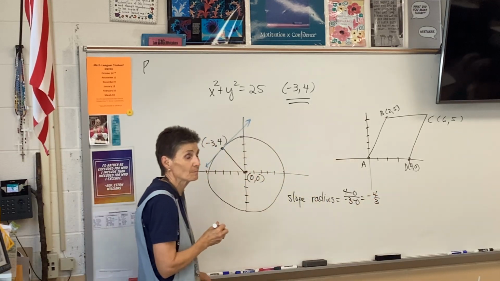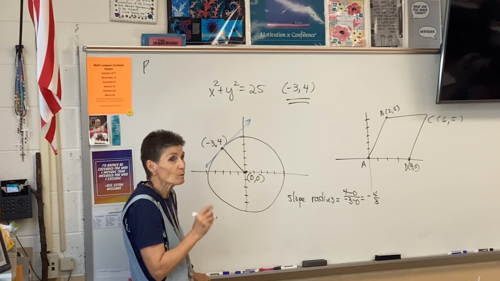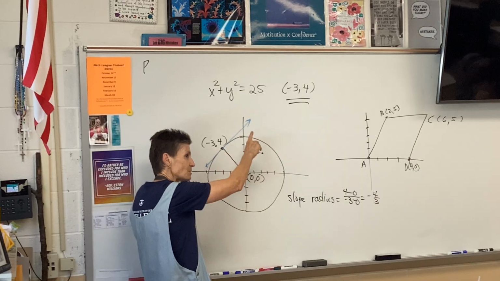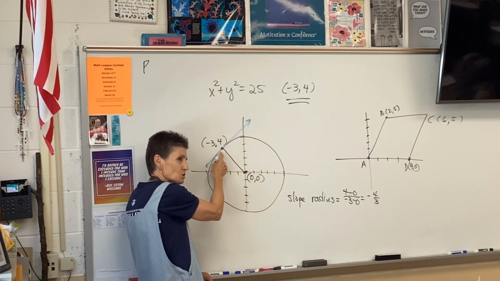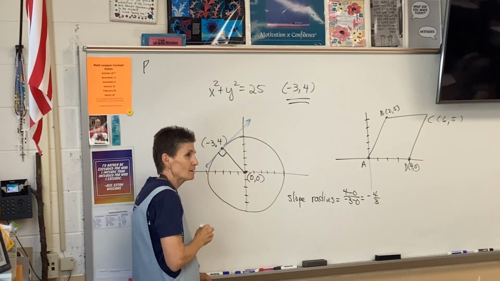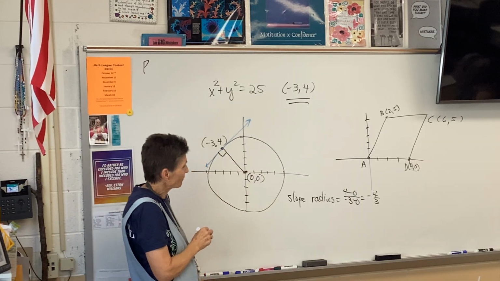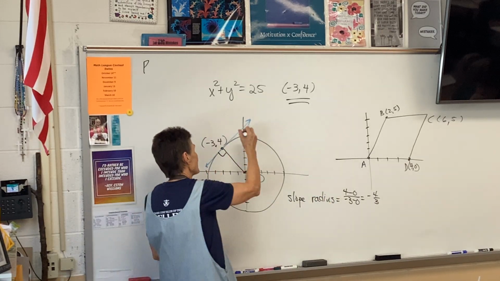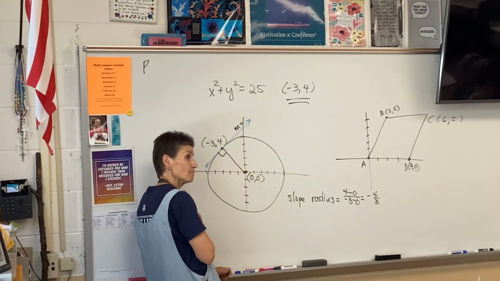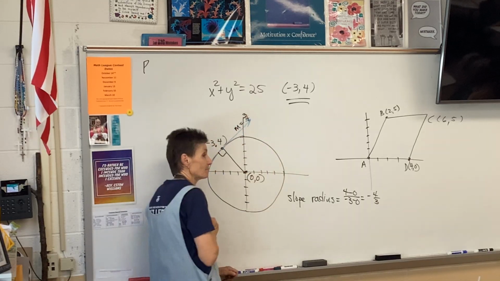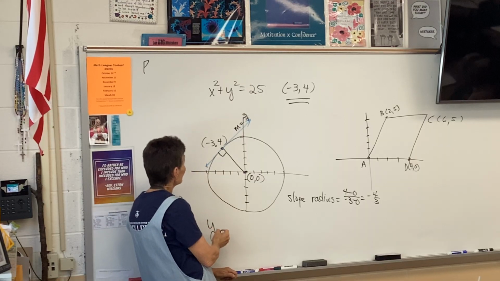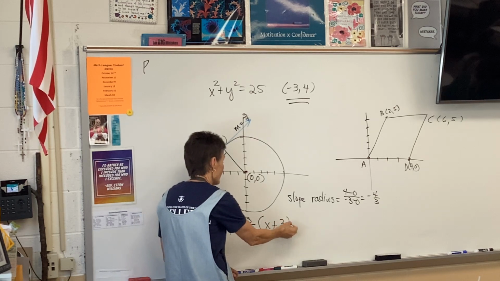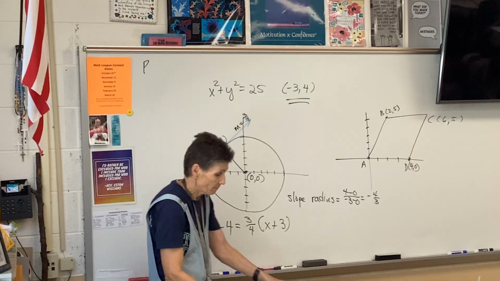Do you agree with that? Now here's where geometry comes into play. What do you know about a radius and a tangent at the point of tangency? What's that relationship right there? They're perpendicular. So since we know the slope of our radius is -4/3, we know the slope of our tangent line is going to be 3/4. Y minus 4 equals 3/4 x plus 3. There's the equation of your tangent line.